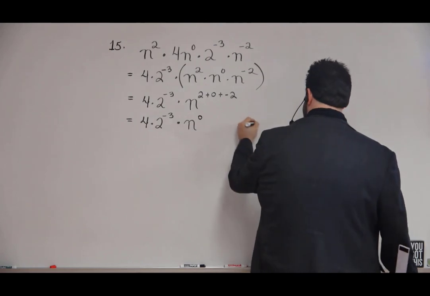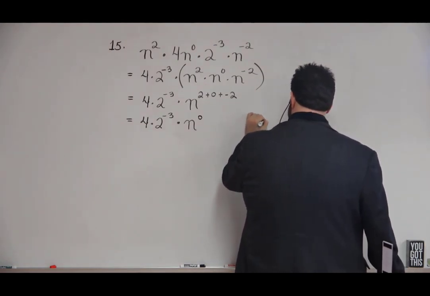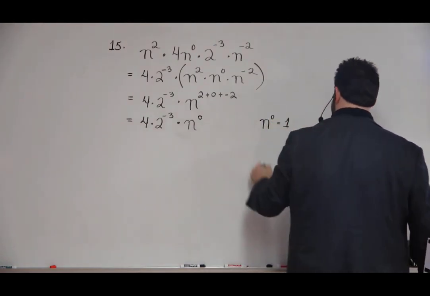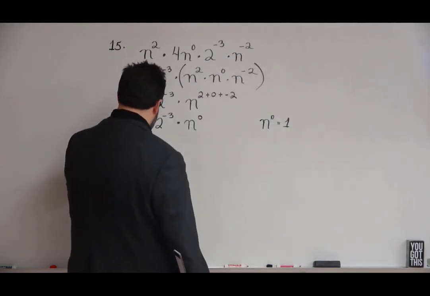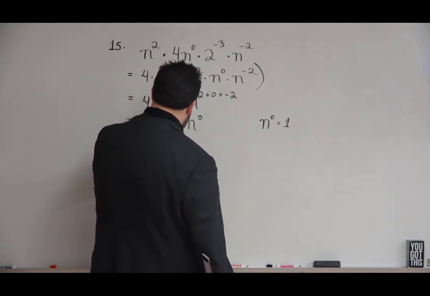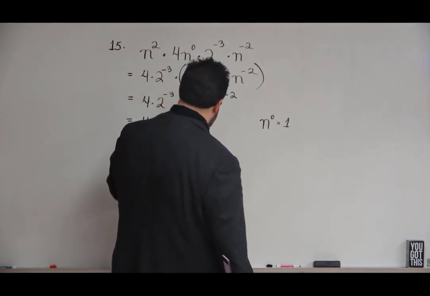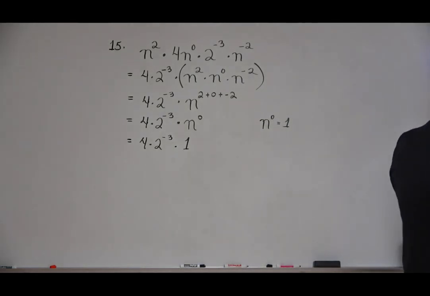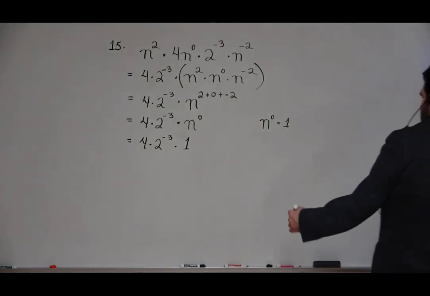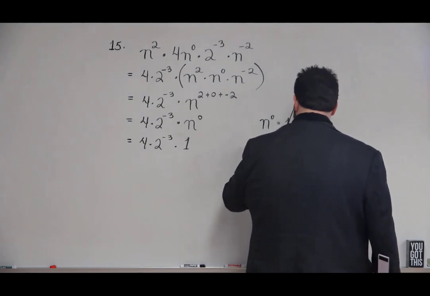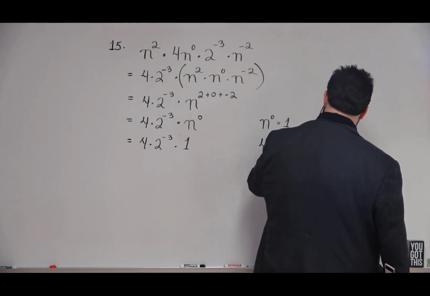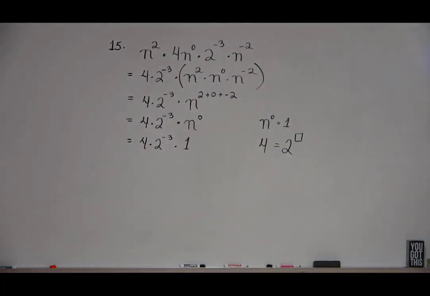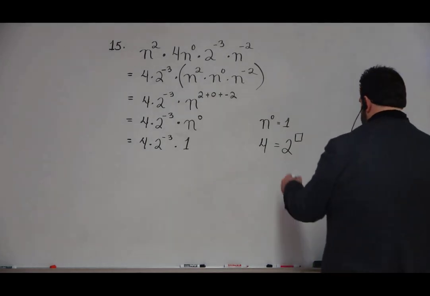Oh, n to the 0. So remember that n to the 0 equals 1. All right, so at least we got rid of that. We got this equals 4 times 2 to the negative 3 times 1. Okay, now here's something that may not at first seem obvious. I want to write 4 as a number with 2 as a base and some exponent. Okay? Can you think of a way to write it that way?